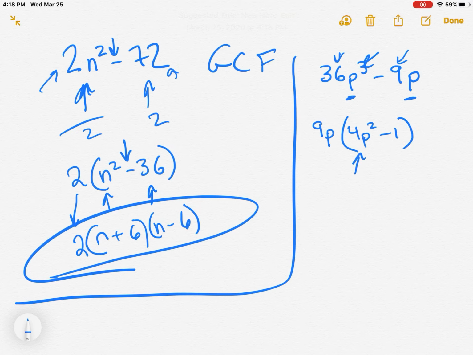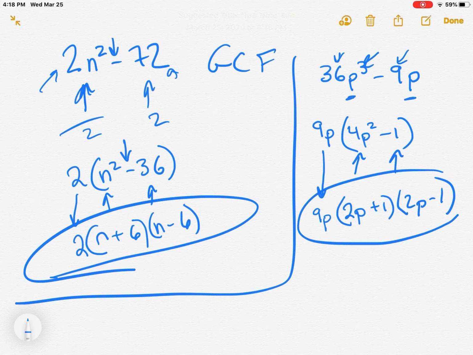Now, can I square root that? Yeah. Can I square root that? Yes, because 1 times 1 is 1. So I drop down my 9p. The square root of 4 is 2, the square root of p squared is p, so 2p plus 1 times 2p minus 1. And there is our answer. It's not that bad. Always check for the greatest common factor. Whenever we're factoring anything, always check for the greatest common factor.